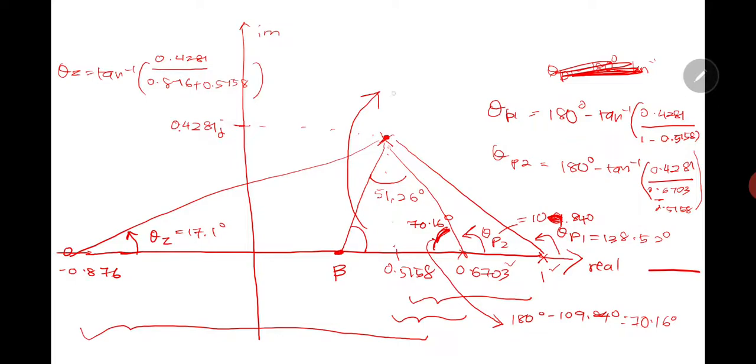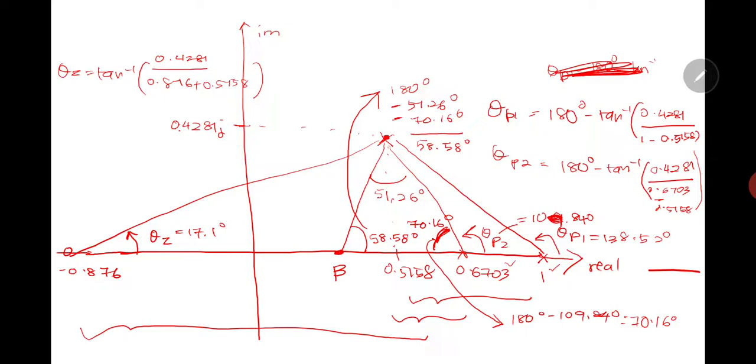degrees. So the angle here we can obtain by 180 degrees minus 51.26 degrees and minus 70.16 degree. So you should be able to get 58.58 degree. So this angle is 58.58 degree.